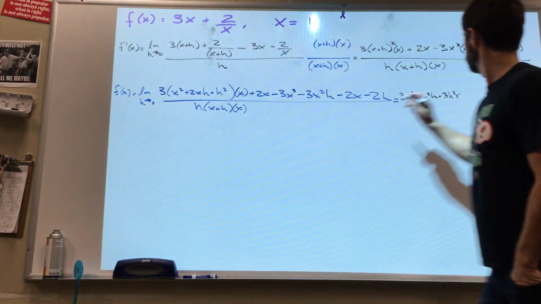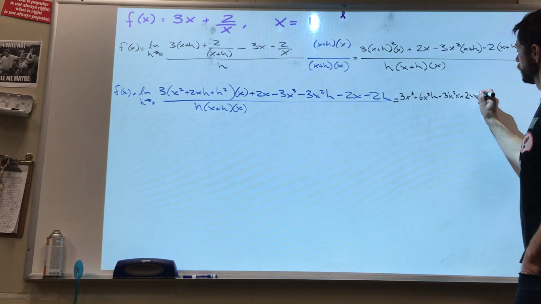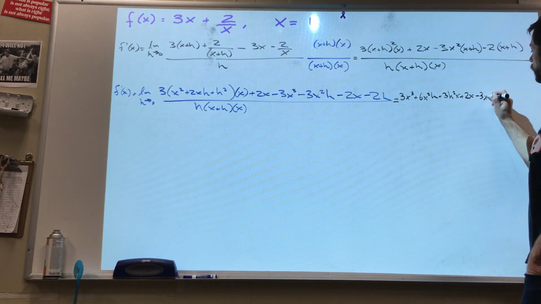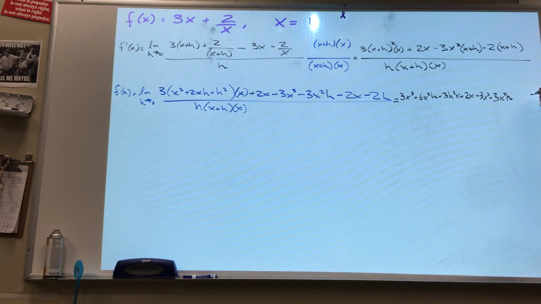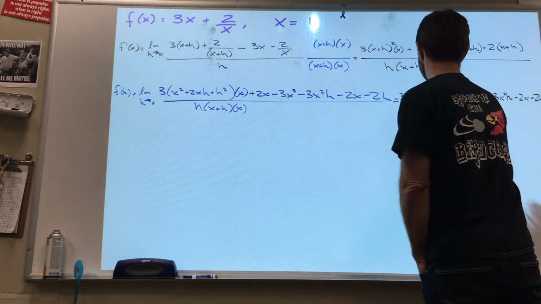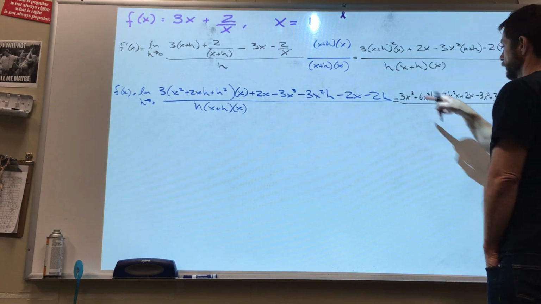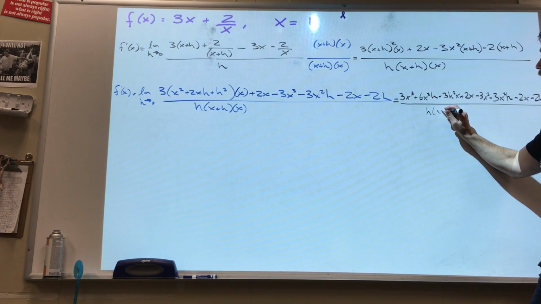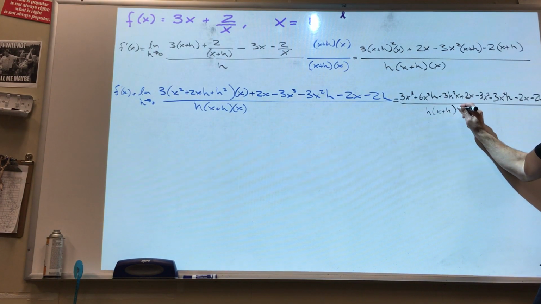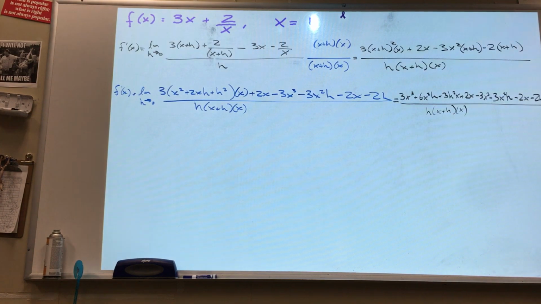plus 2x minus 3x cubed minus 3x squared h minus 2x minus 2h. I did it. All over. Of course, I didn't fit my limit notation in. All over h times x plus h times x.